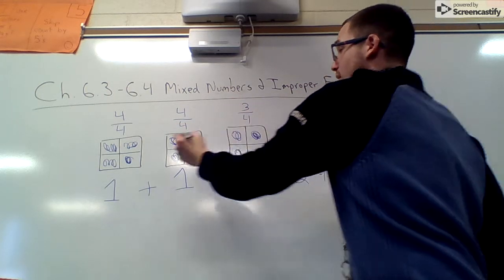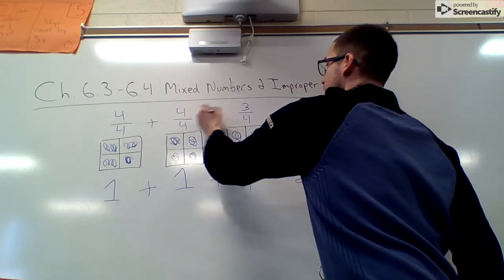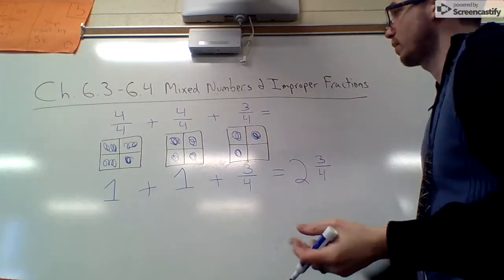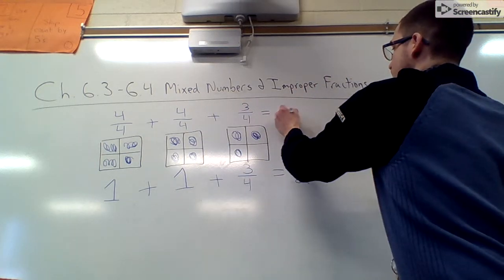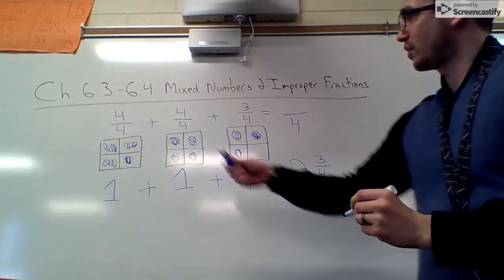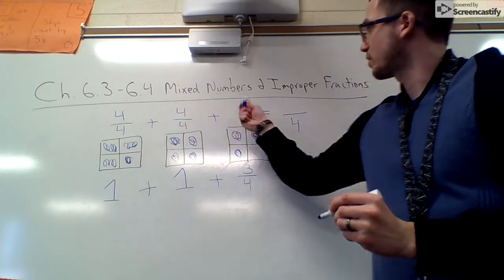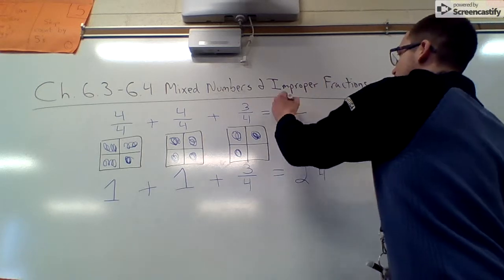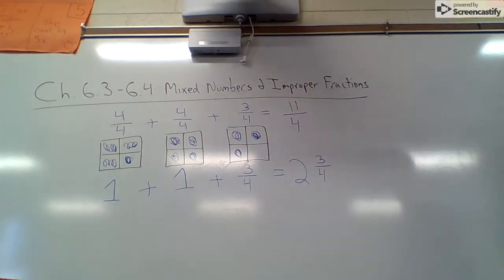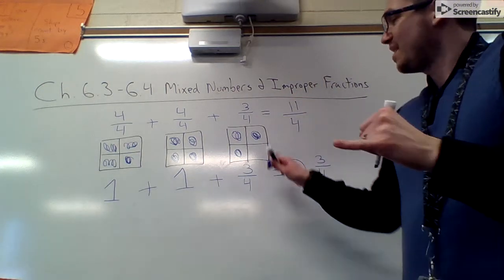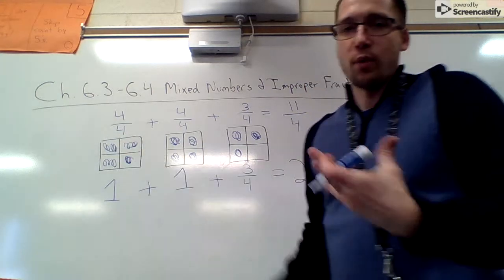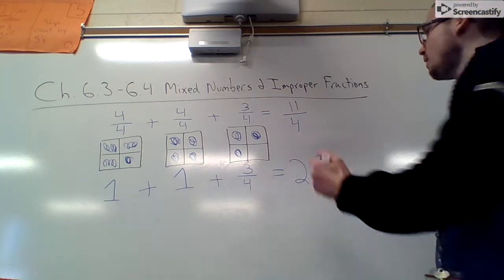Now, if I added all of these fractions together, just like we learned in third grade, the denominator is going to stay the same. It's going to be a fourth. Well, let's add the numerators. 4 plus 4 is 8, plus 3 more. That's 11/4. That means in this picture, I have 11 fourth-size pieces.